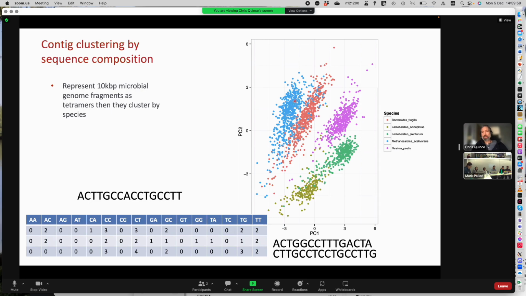Okay, and what's nice is that we can see distinct clusters. This Lactobacillus nicely clusters away from the other Lactobacillus species. There is, though, quite a bit of overlap. So the sequence composition by itself doesn't generally have enough information to cluster out at the species level.